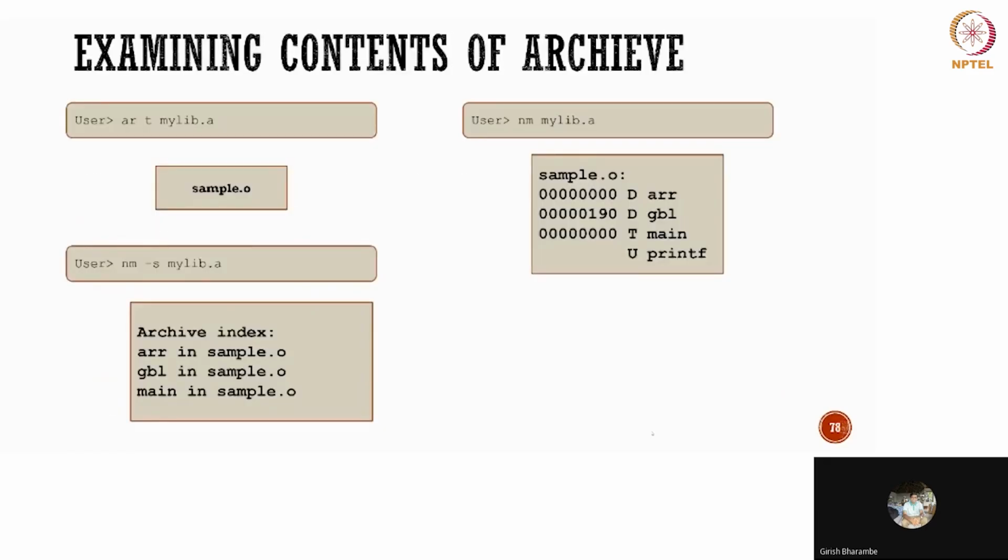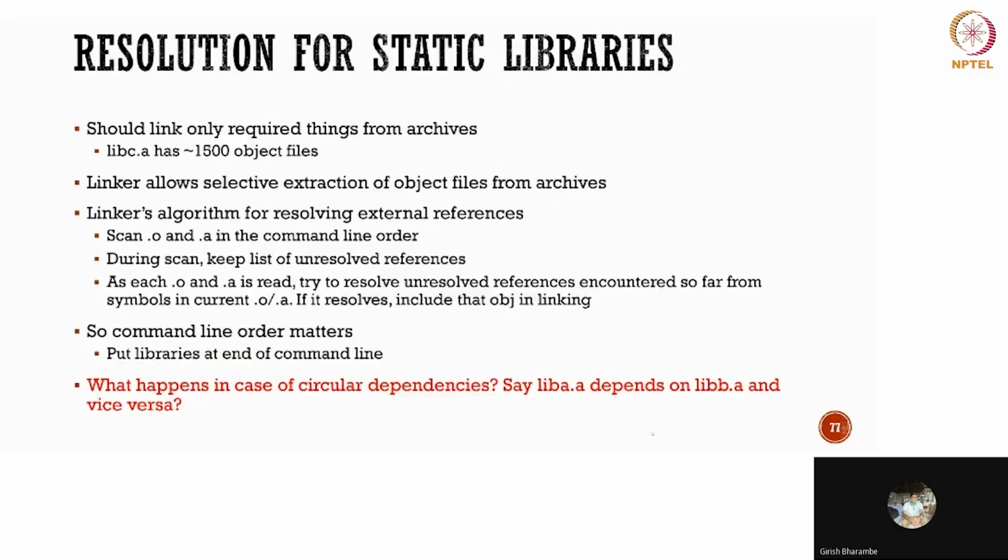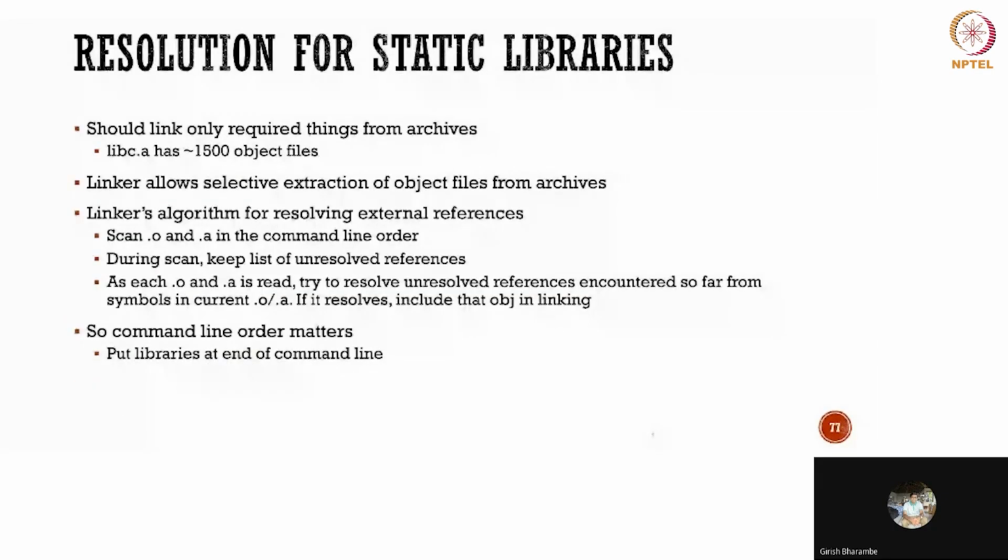So for example, if I have a.o and a.o is calling some of the libc routines, then if I give libc in the end, when a.o is processed, the linker would know I need a definition of malloc, I need a definition of strlen, I need a definition of memset. And when it sees the archive, it will look at all the object files which are present, and it would see which one is providing me the definition of strlen.